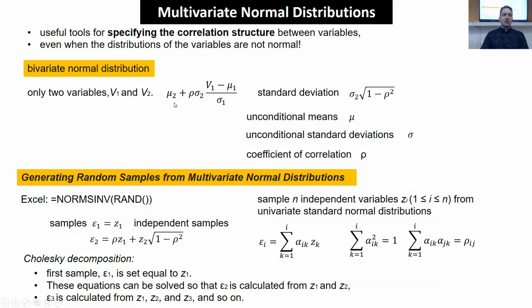So the correlation will connect them to each other. And otherwise, we can see that this is the expected value for the second one, this is the expected value for the first one. This is classical z-score standardization: remove the expected value, divide by the standard deviation, and practically you are ordering everything to have zero mean and one variance. After that you can build this up and have the V2 variable. The book says that even if the distributions of the variables are not normal, it can still be a really nice way to specify the correlation structure between variables. Okay, I can believe that.